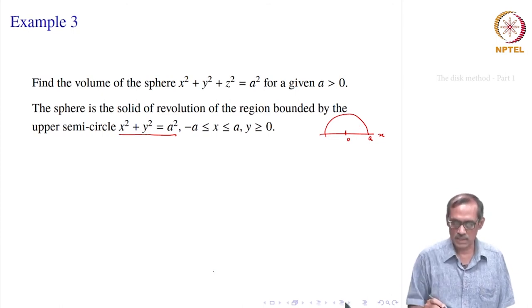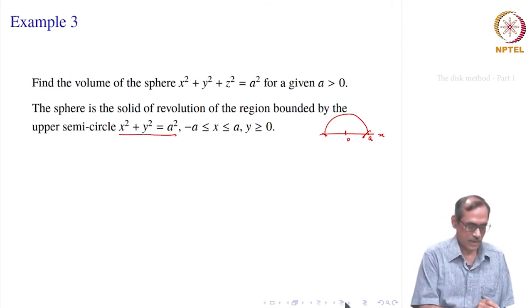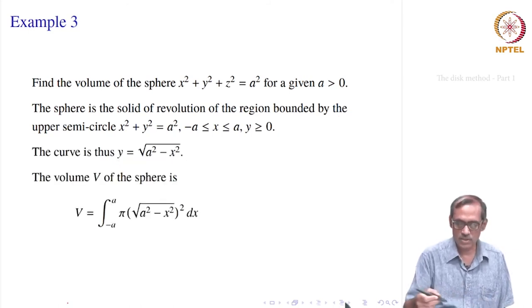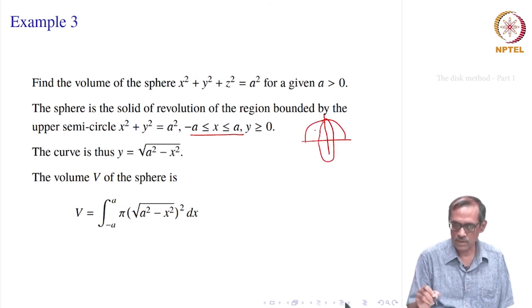So we take the semicircle, and once you take the semicircle, this really is a function. The function you can write as y equal to square root of a square minus x square, that is the curve. So now this curve y equal to square root of a square minus x square is revolved around the x axis with obvious limits minus a to a. Therefore, the volume of the solid will be the integral from minus a to a of the cross sectional area of the disc. So what is the disc now? The disc is generated here. So, this is the disc.